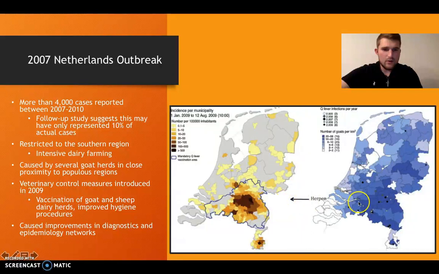And that correlates with this other chart on the right, where there's a very high volume of goats per square kilometer, and goats are going to be a high carrier for this disease, so they'll transmit it to people around them. And it's spread to higher populations through these goat herds. And in 2009, it actually caused an increase of veterinary control measures. So they started vaccinating goat and sheep dairy herds, and they started improving hygiene procedures, and this outbreak also caused improvements in diagnostics and epidemiology networks.